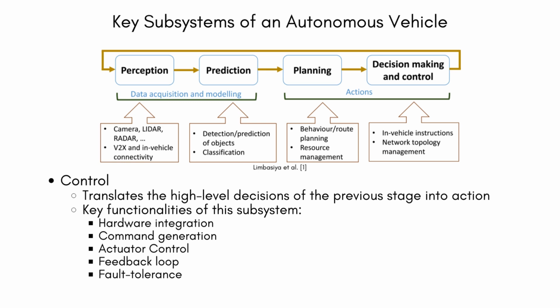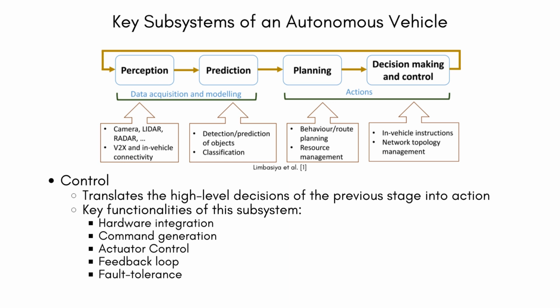Hardware integration. The control subsystem works in close coordination with the vehicle's onboard computer and electronic control units, also known as ECUs. These components communicate seamlessly to translate commands into tangible actions. Command generation. Once the planning subsystem determines the optimal path and the perception subsystem provides real-time information about the environment, the control subsystem takes over. It processes this data and generates specific commands for the vehicle's actuators: steering, brakes, throttle.